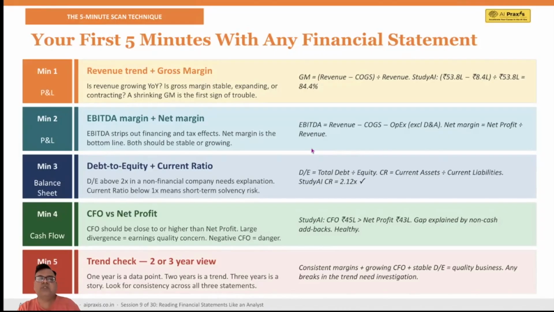Just zoom out. 1 year is just a data point. 2 years show actually a trend. 3 years actually tell a story. That's how we understand. So look for consistency across all three statements. Are margins stable? Is cash flow growing? Is debt under control?